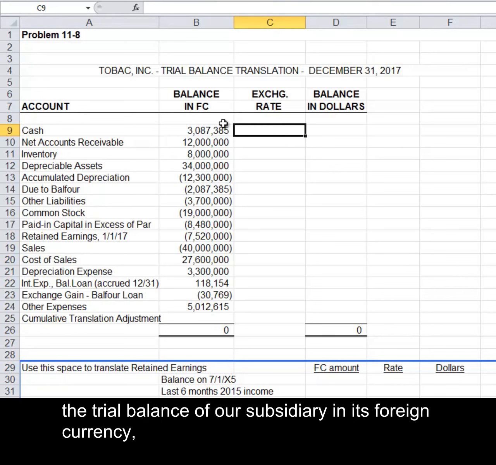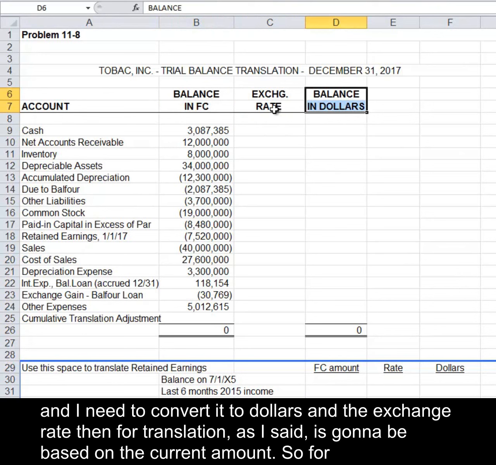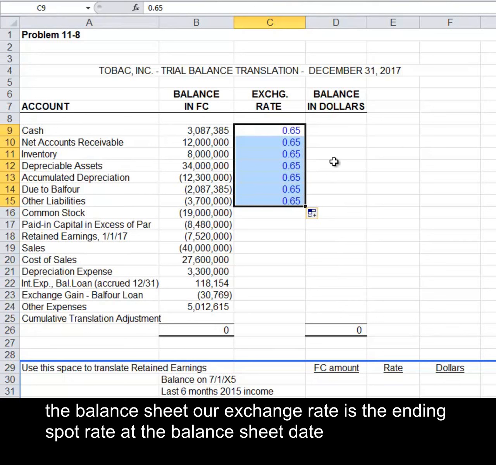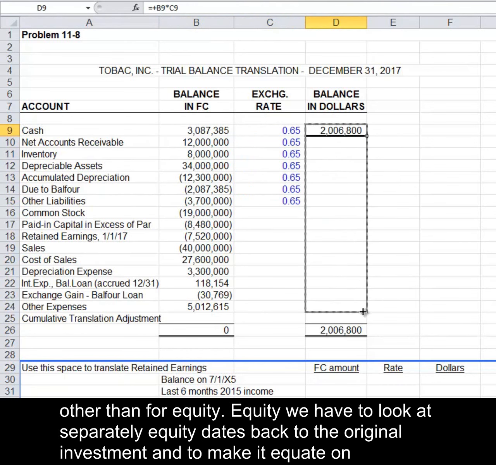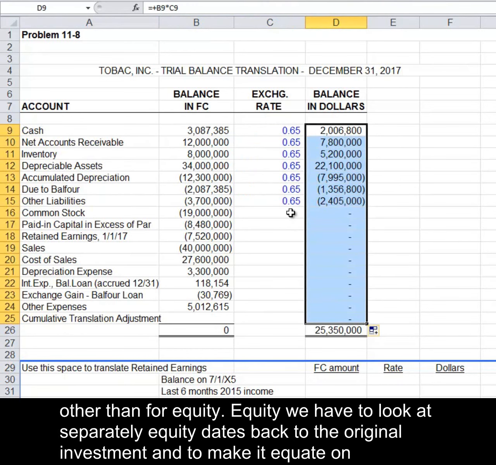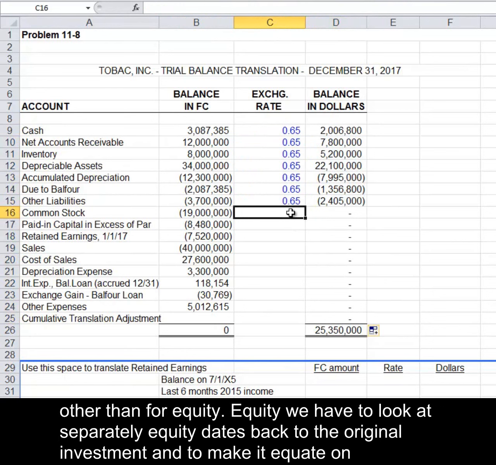So you'll see I have the trial balance of our subsidiary in its foreign currency, and I need to convert it to dollars. And the exchange rate then for translation, as I said, is going to be based on the current amount. So for the balance sheet, our exchange rate is the ending spot rate at the balance sheet date, other than for equity. Equity we have to look at separately.